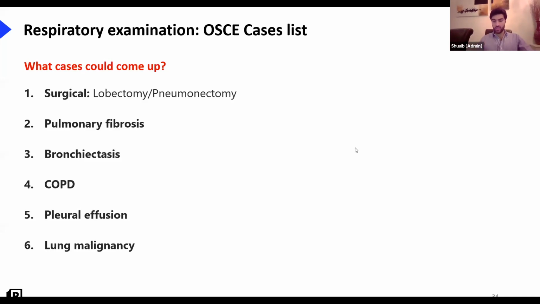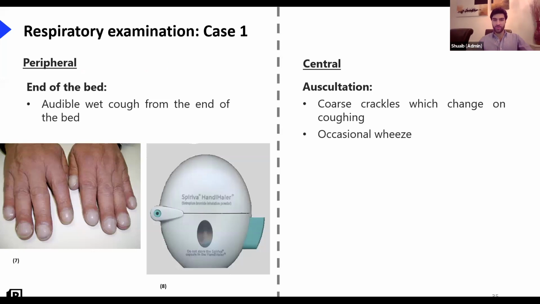We have 2 cases to cover, so I want to power through them as I'm aware we're running a bit short of time. Do not post any of your answers in the chat, please. But this is the first case. So I am not going to give you any more information than what's written here. End of the bed, you have an audible wet cough.